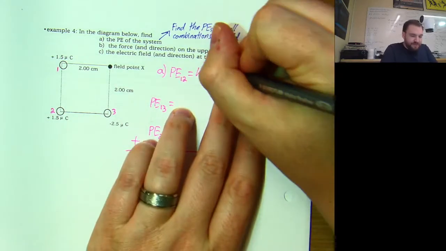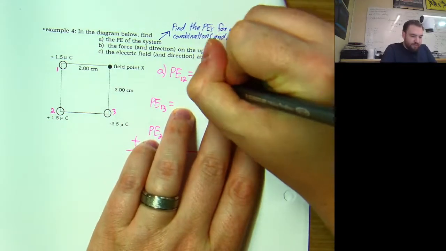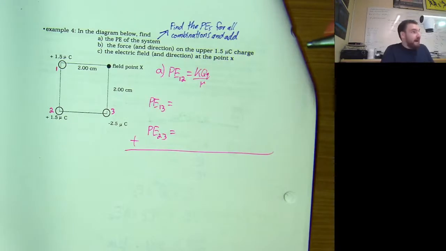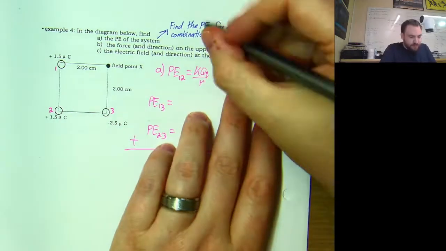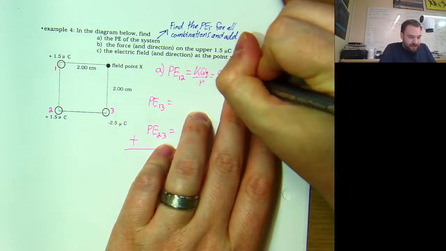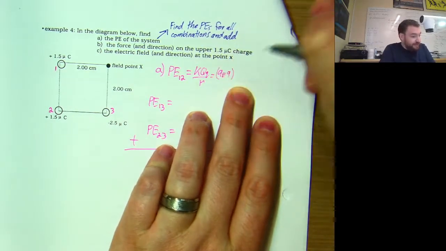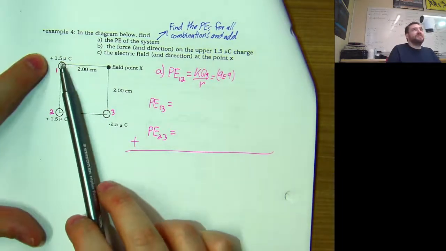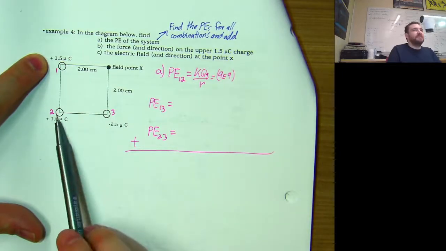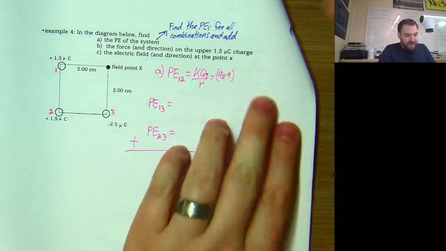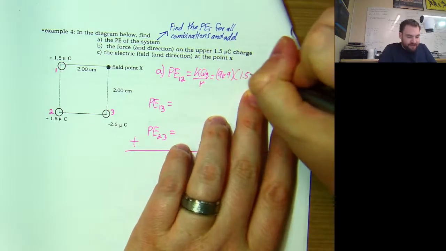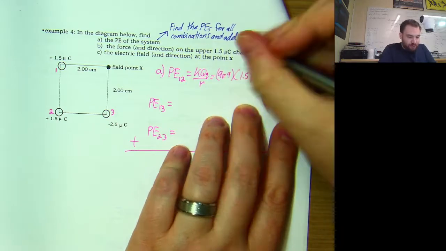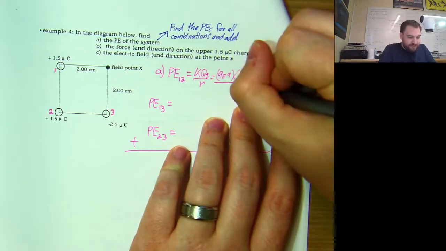Okay, so potential energy, kQ over r. Keeping in mind that when we deal with energies, we've got to include the positives and negatives. So this is going to be 9 times 10 to the 9. I'm just going to use e's for that. In this one, 1 and 2, I've got positive 1.5 micro and positive 1.5 micro. They're the same, so I'm just going to write it like this to save space: 1.5e-6 squared. And their distance is 2 centimeters.